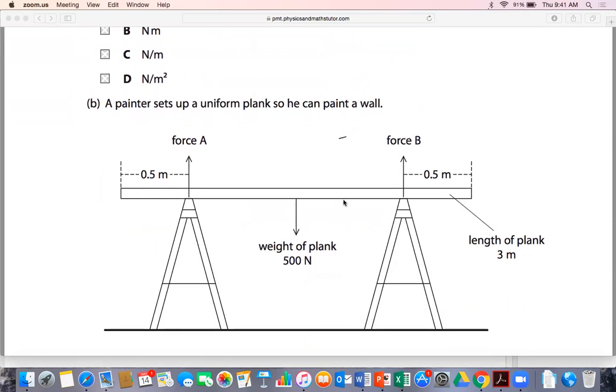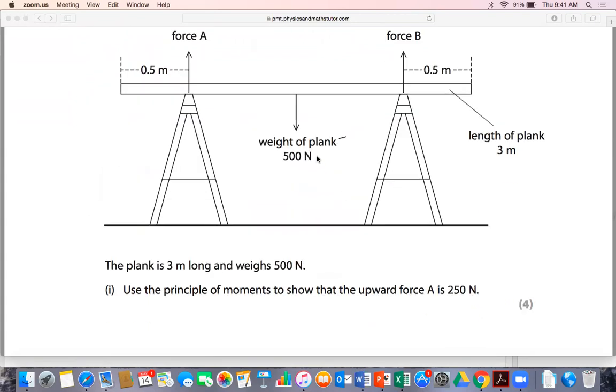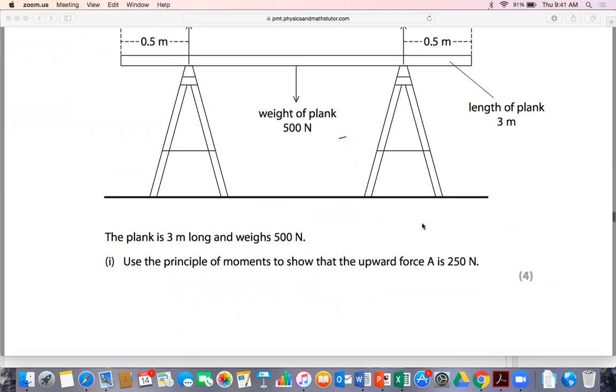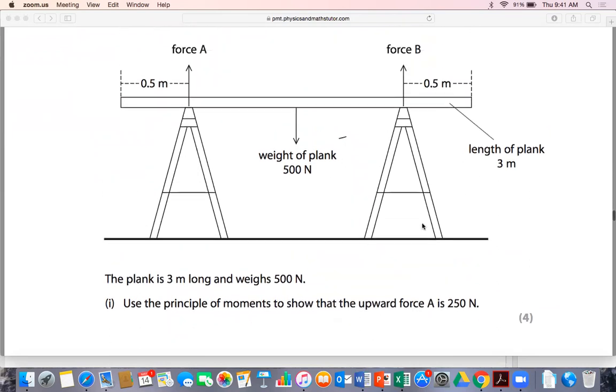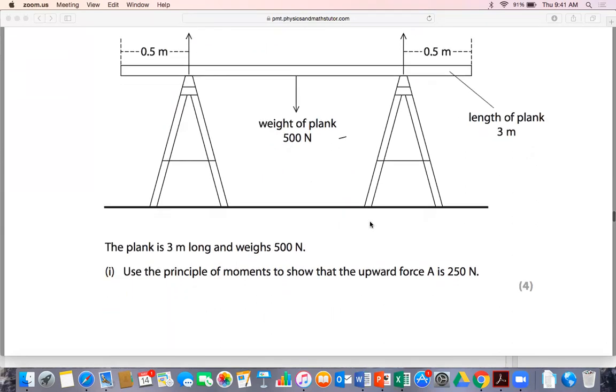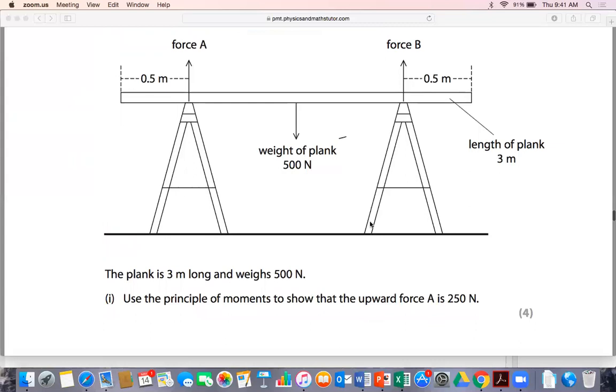Okay, a painter sets up a uniform plank so he can paint a wall. The weight of the plank is 500 Newton. I have 0.5, 0.5, the length of the plank is 3. The plank is 3 m long, weighs 500 Newton. Okay, so now use the principle of moments to show that the upward force A is 250 Newton. So basically you need to calculate the upward force A, and show that it is 250 Newton.